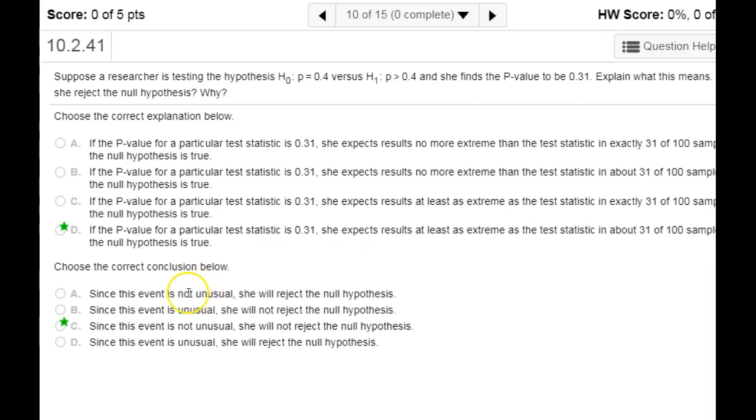And so 31% is not unusual. Typically, the cutoff for unusual is 5%. That's why 5% is such a common value for alpha, our critical value. But 31% is not unusual, and anytime we have an event that's not unusual, we're not going to reject the null hypothesis.